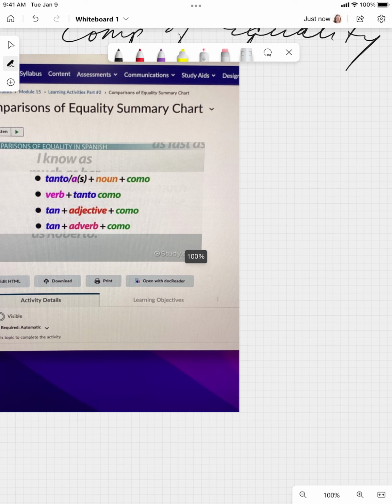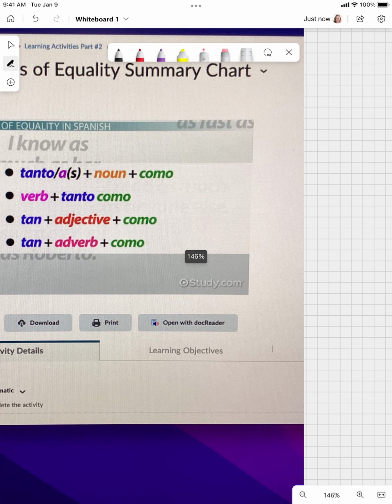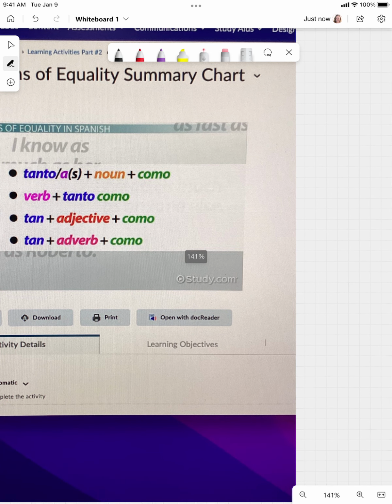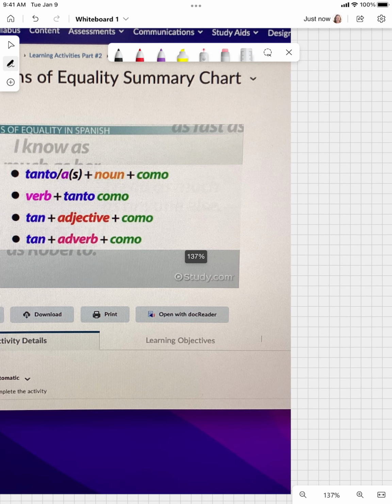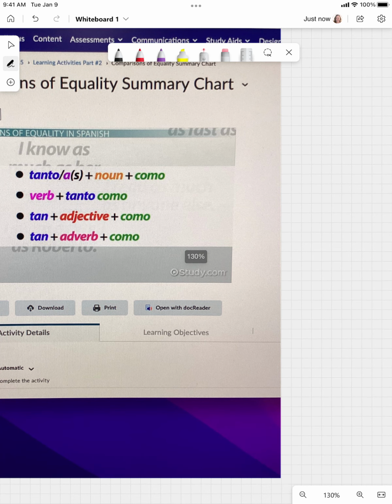And in Georgia View, you can find this chart, which are the constructions in Spanish for how we're going to write our sentences to show when something is of equal value. So, for example, I might say that a noun is the same as something else. So I might have, I have as many shoes as my daughter.